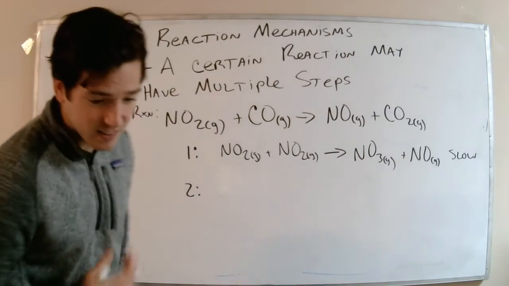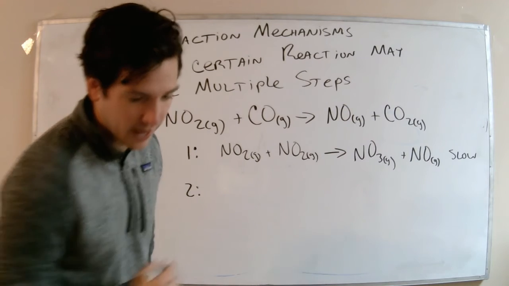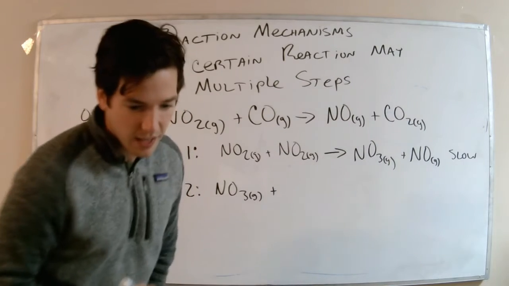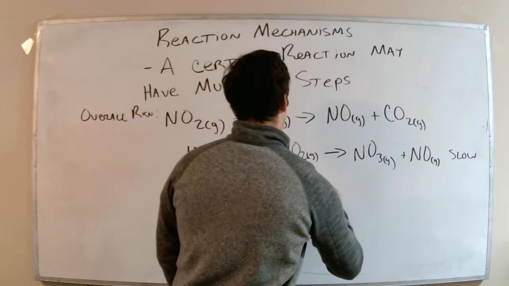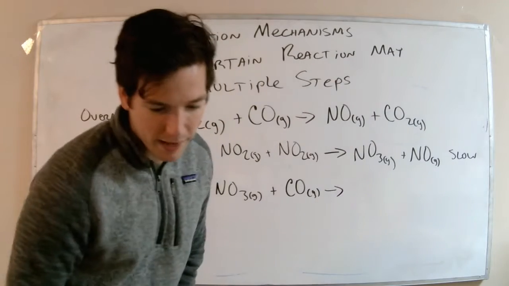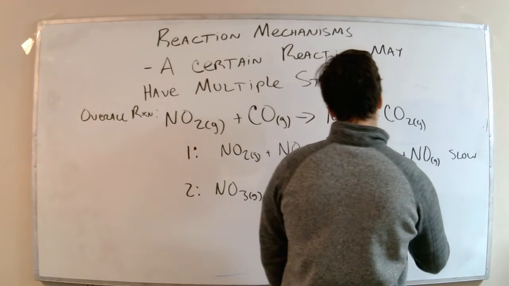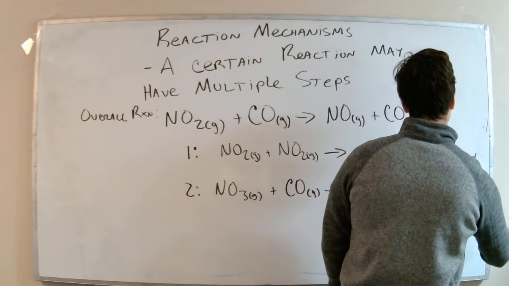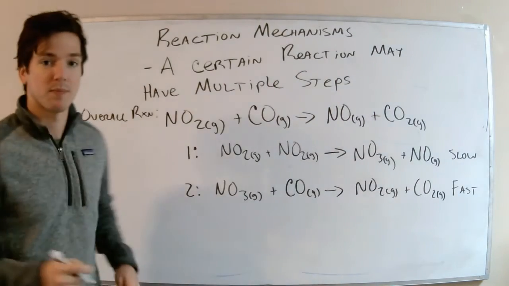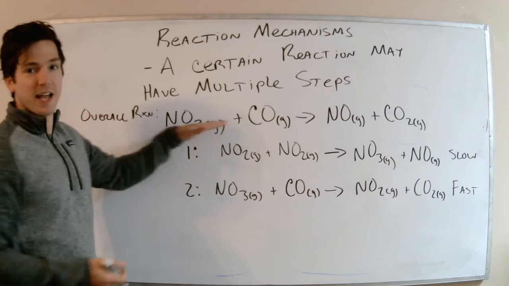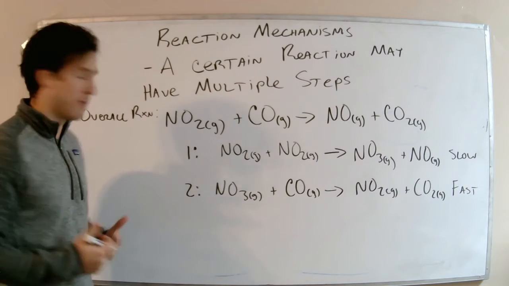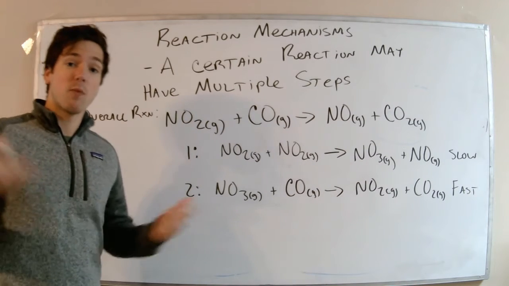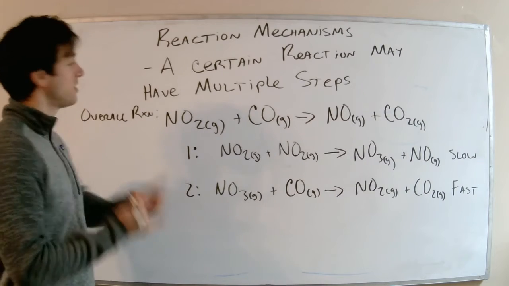Okay, and then the second step of this overall reaction would have been NO3 gas and CO gas, and it will make NO2 gas and CO2 gas. And it might say this was the fast step. So really, this whole overall reaction that we see up top here is really composed of these first two reactions down here.